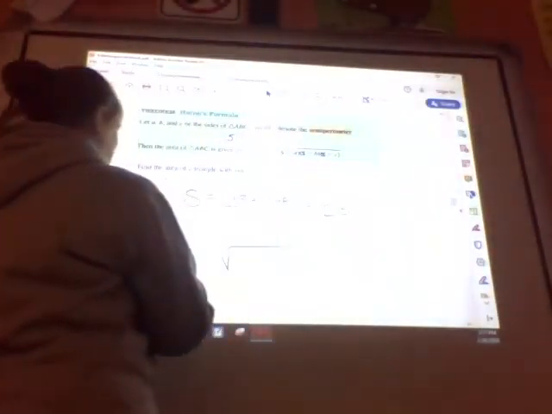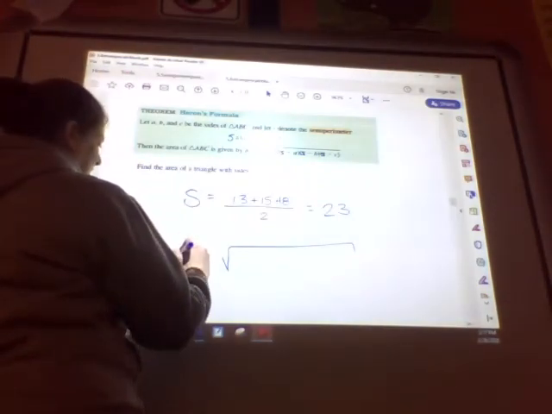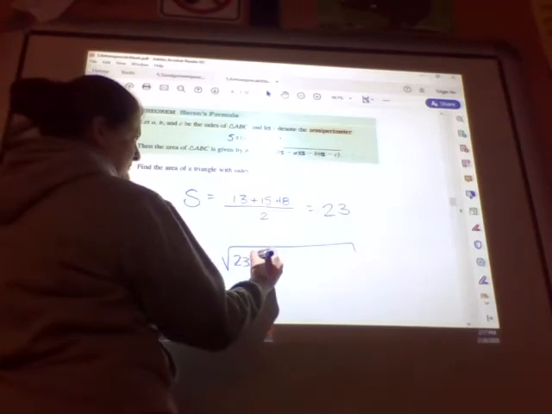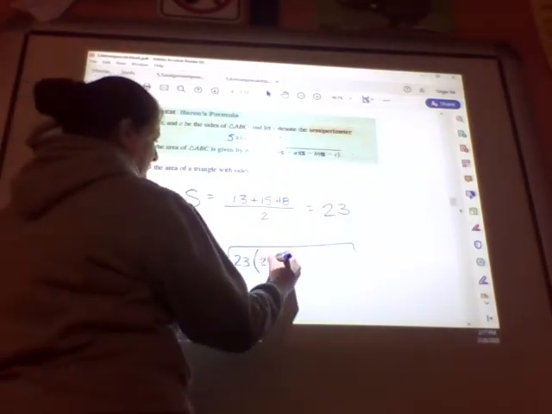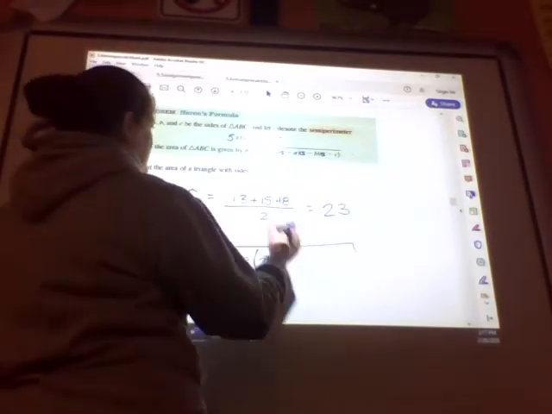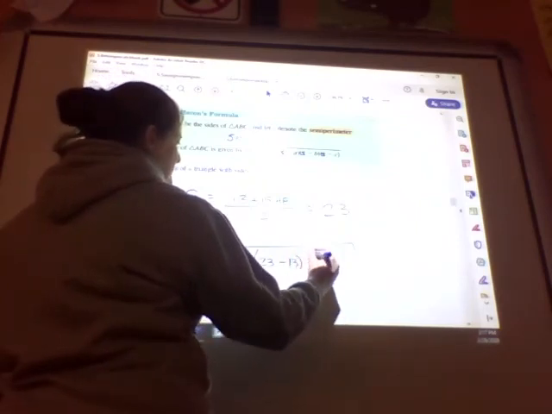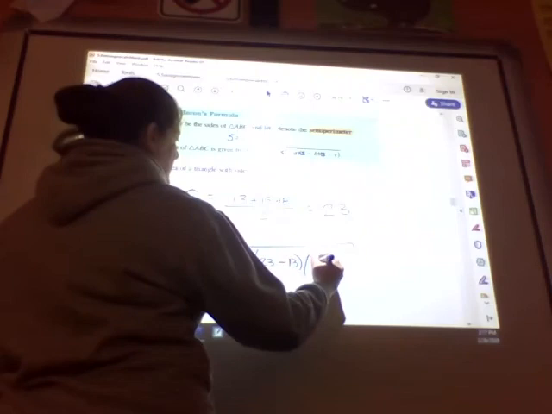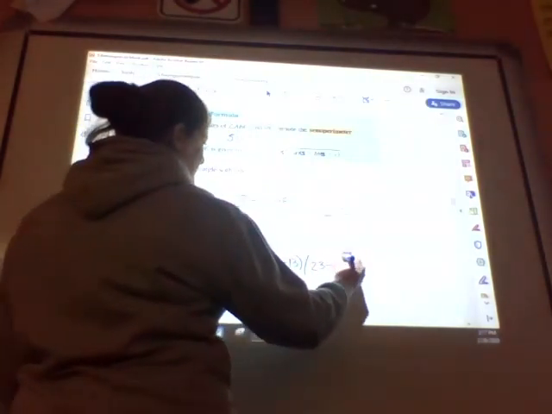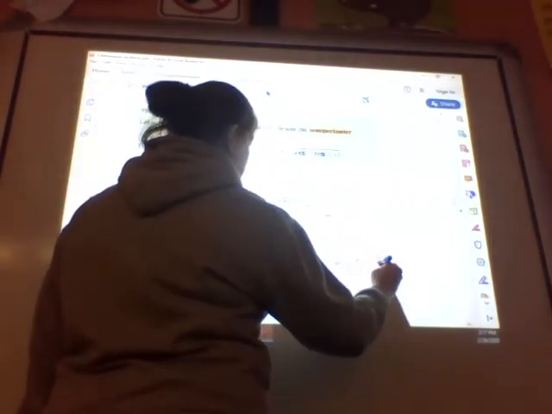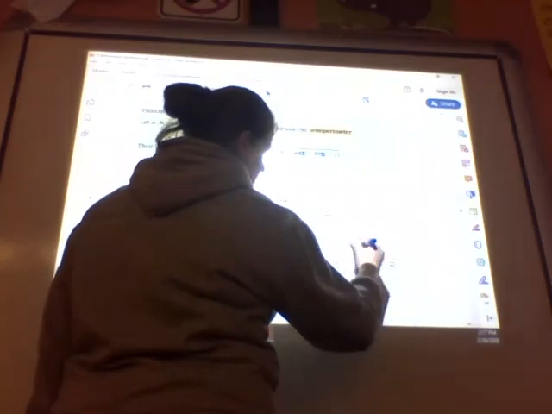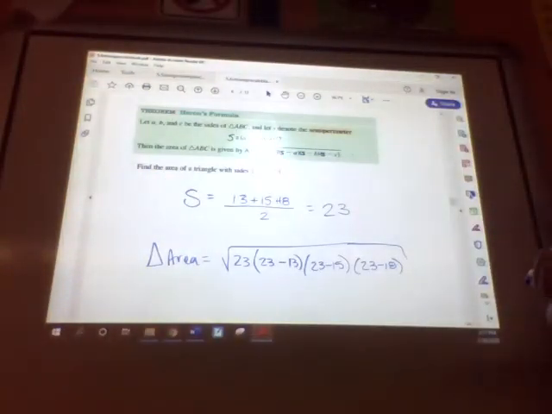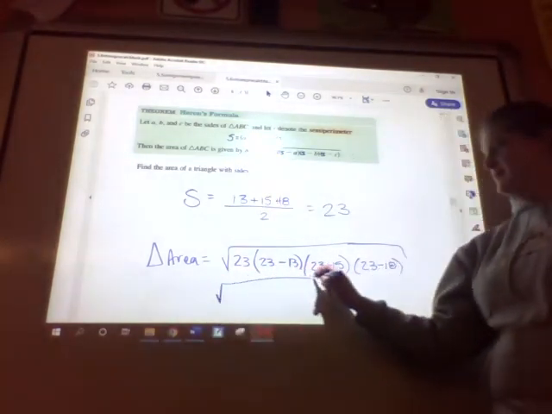So then the area of the triangle is going to be that S value, which is 23, now that I've done it and other people have confirmed, minus 13, because that's the A value. And then we're going to multiply that by 23 minus 15, the difference there. And then multiply that by 23 minus 18. And then we'll have the square root of that.